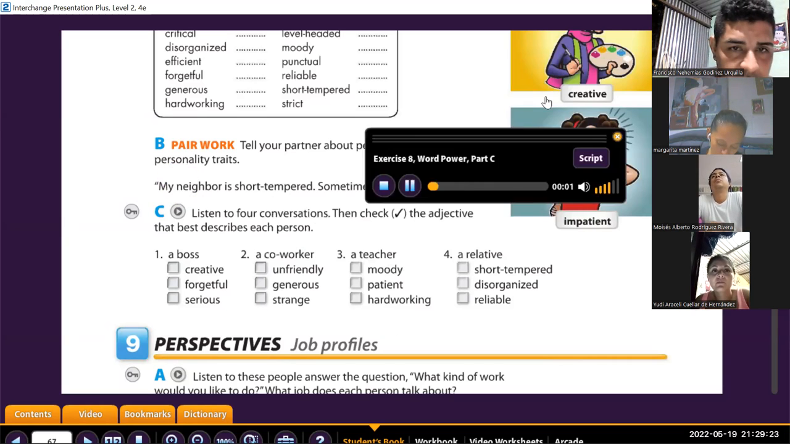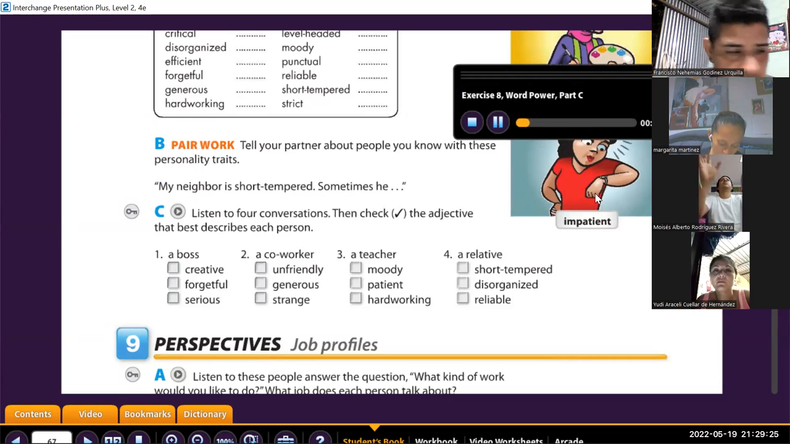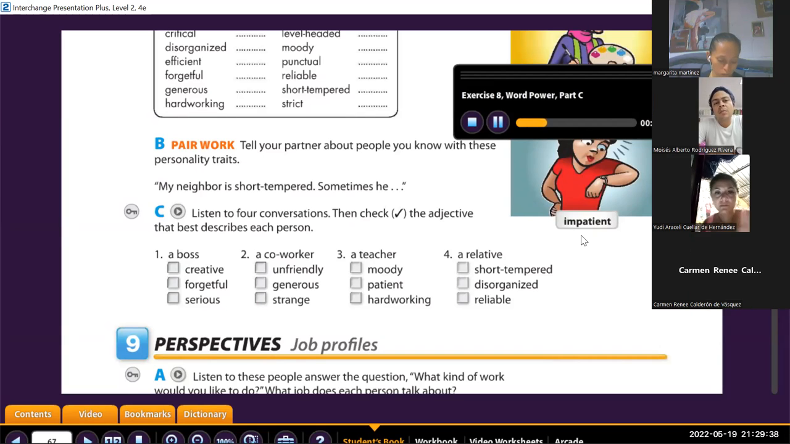Page 67, exercise 8, word power, personality traits, part C. Listen to 4 conversations, then check the adjective that best describes each person. 1. A boss. How do you like your new boss? She's okay. I just wish she'd learn to lighten up a little. What do you mean? Oh, she never enjoys a joke. She never laughs. It's hard to even get a smile out of her.